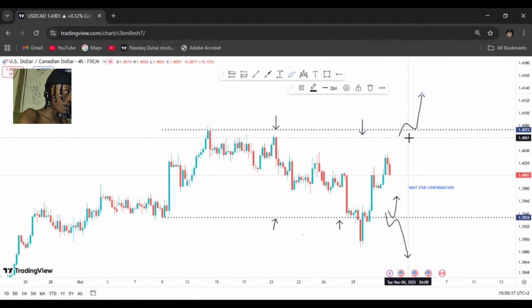Same thing on our lows. If price gives us a break below our lows, we're going to look for those moves to the downside. But a fail to break will give us an indication of a reversal to the upside, and that's all we're going to be focusing on, looking forward to the coming week.